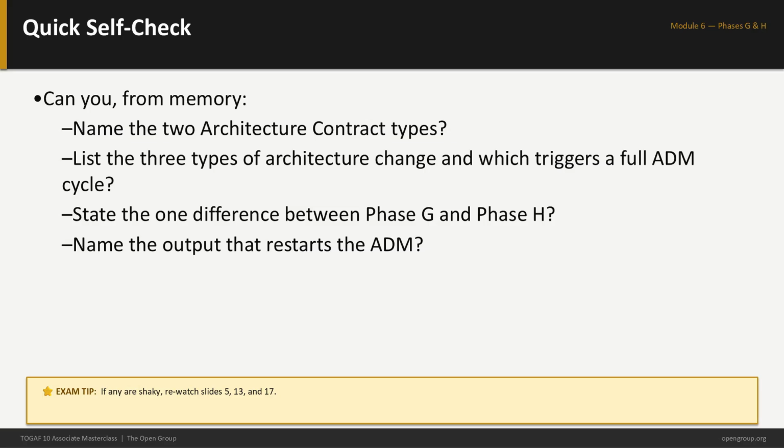A quick self-check before the questions. From memory, can you name the 2 architecture contract types? Can you list the 3 types of architecture change and say which one triggers a full ADM cycle? Can you state the one core difference between phase G and phase H? And can you name the output that restarts the ADM? If any of those came out hesitant, jump back to slide 5 for the contract, slide 13 for the change types, and slide 17 for the G versus H distinction. A minute of review now saves marks later.